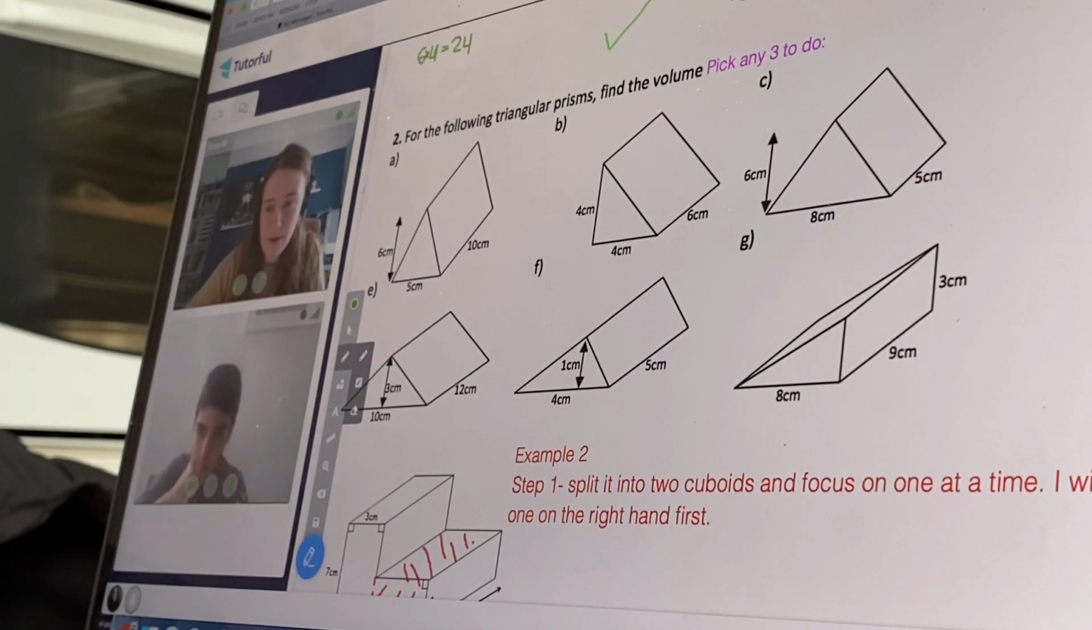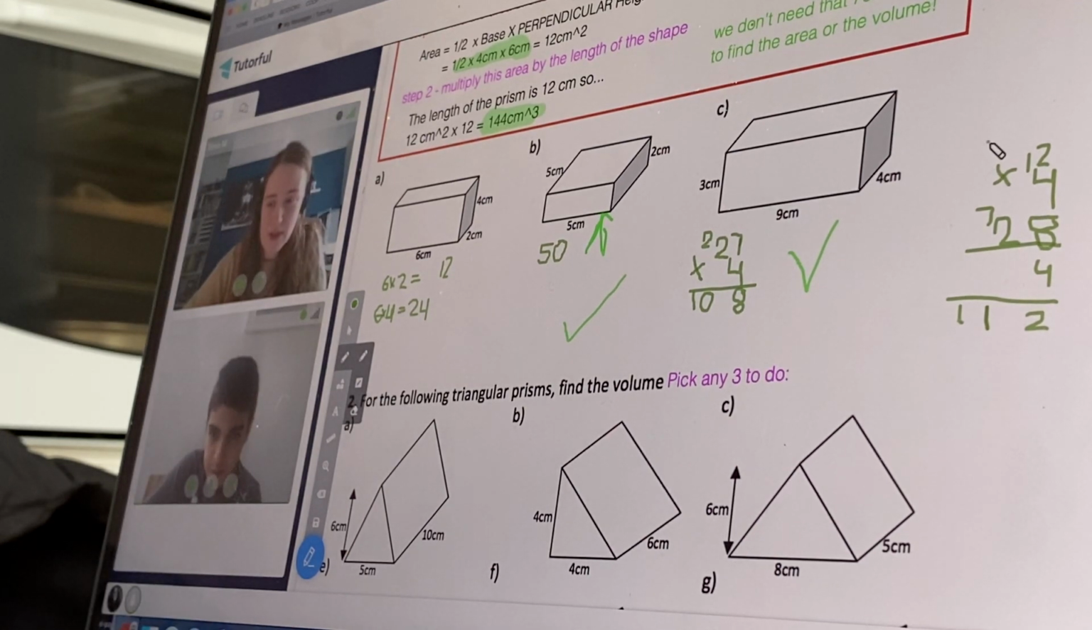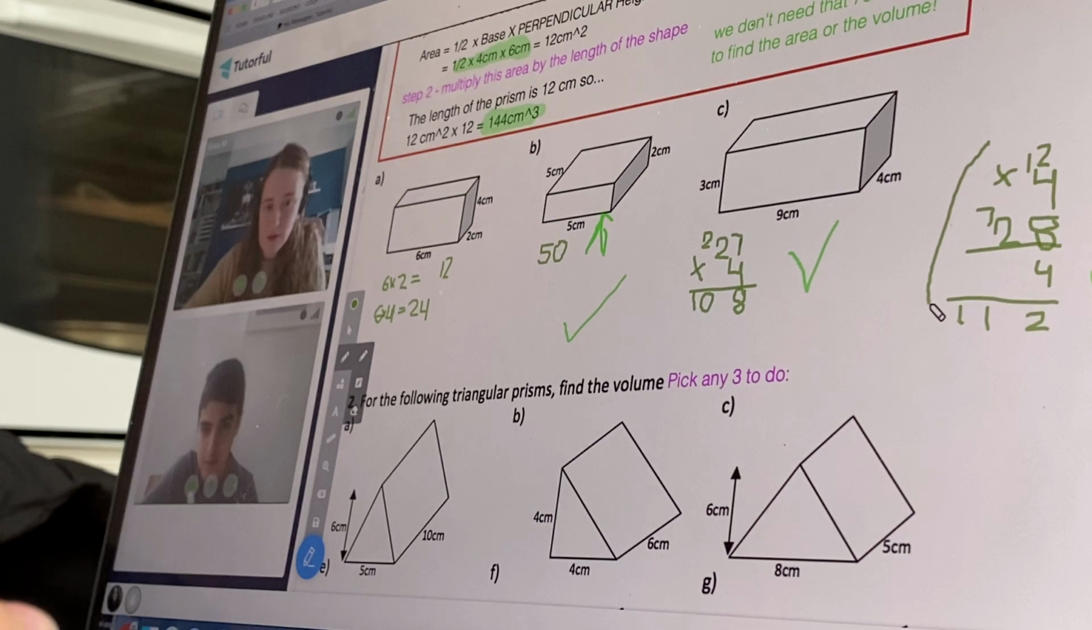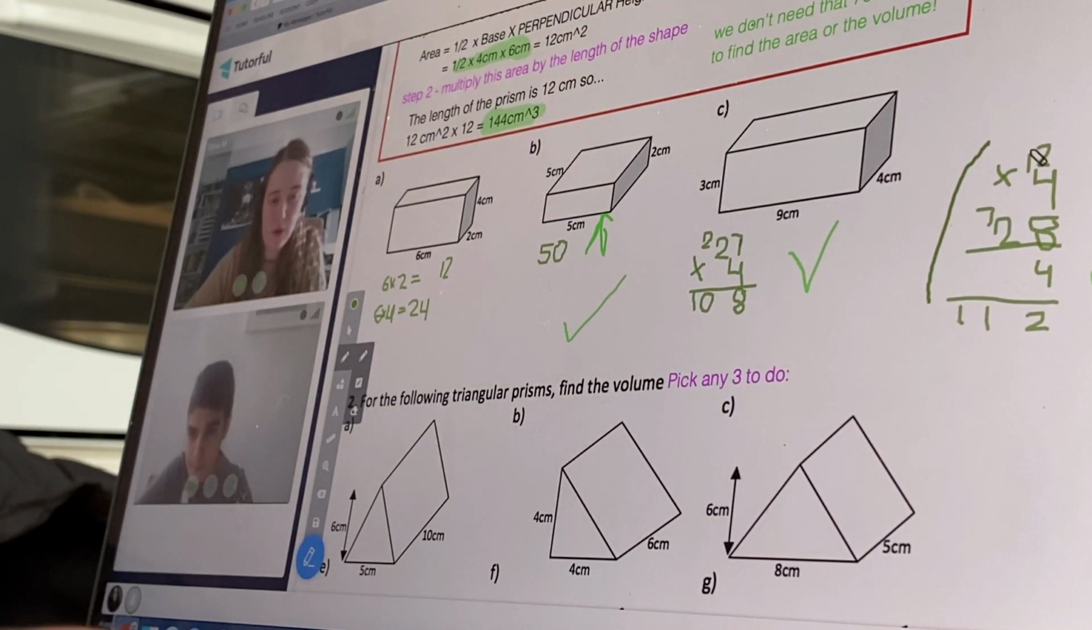So I agree with every single one except this first one, letter A, where we've got 6 times 2 is 12, and then 6 times 12 that should be. I did it here. You did it over here? Yeah. So if I do 6 times 2, I get 12. And if I do 12 times 4, I get 48. Yes. Cool. Brilliant, really good.